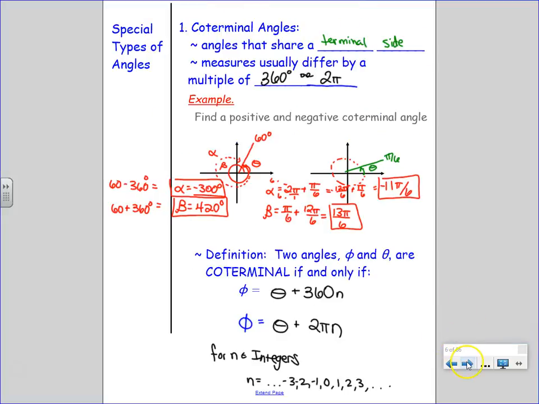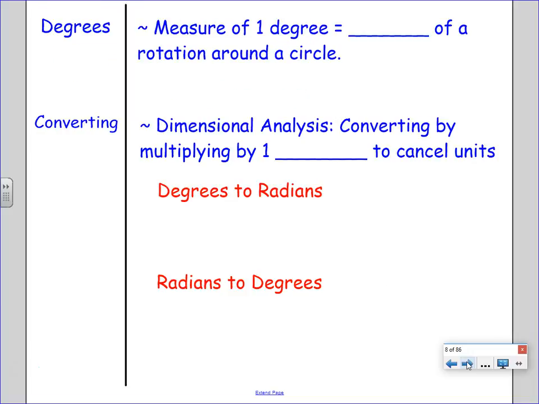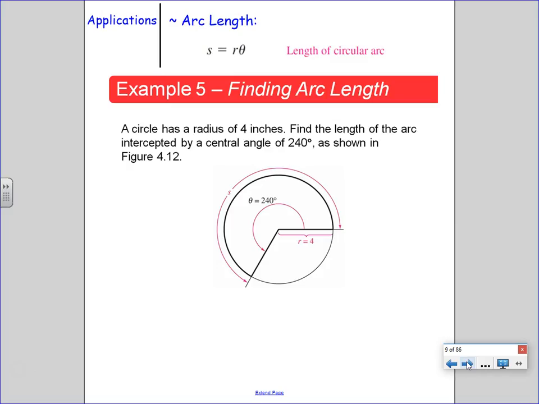Now I know time is almost done. We do have some other things we're going to talk about on Monday, like what it means to be complementary versus supplementary. Oh my goodness, more geometry. No. But then we'll also talk about converting and building bridges to get rid of what we don't want.